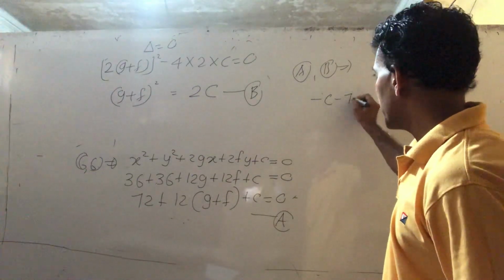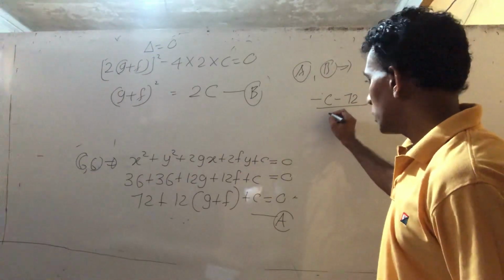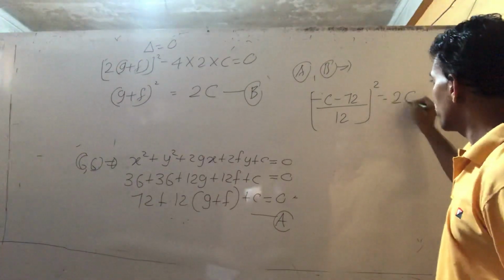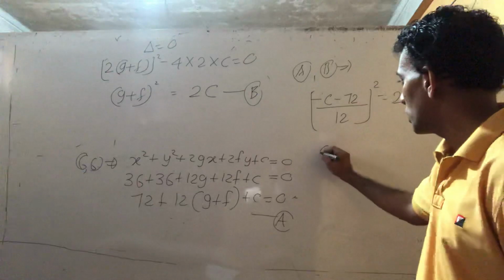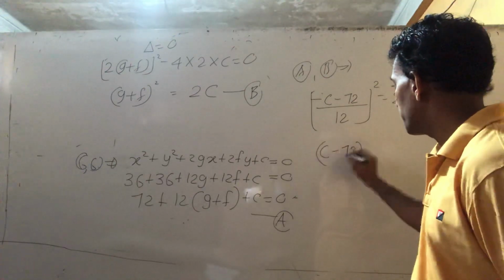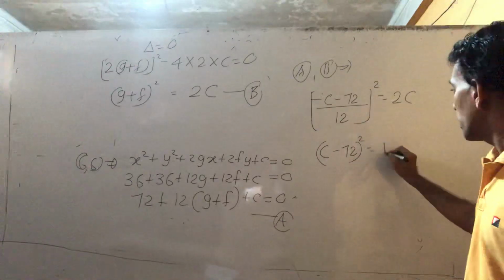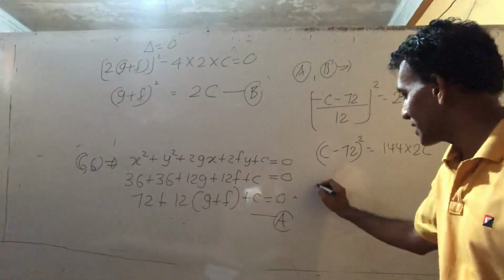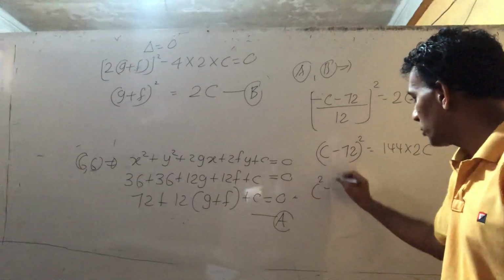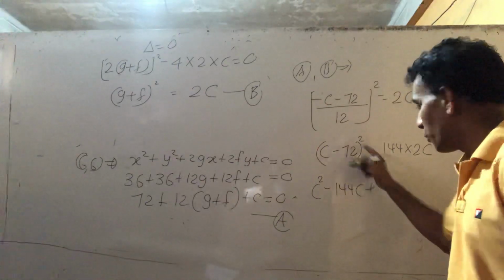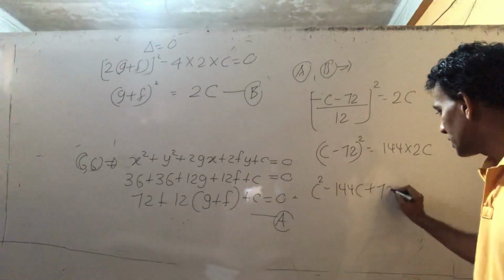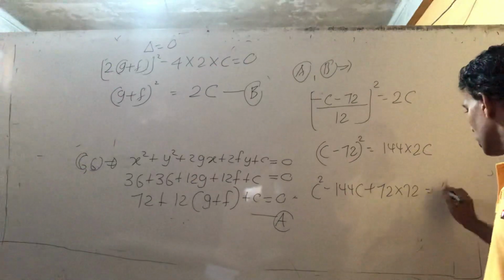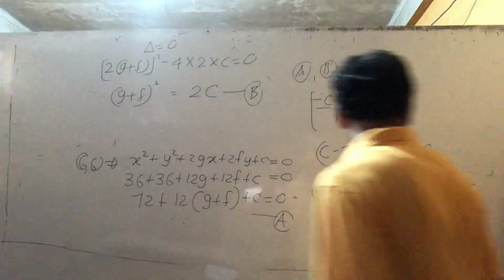g plus f is minus c over 12, is it? Minus c minus 72 over 12, all things square equal to 2c. Minus square is positive, take minus out. (c minus 72) square equal to 144 into 2c. Can I expand this, c square minus 144c? It's a very big value, and 72 into 72 equal to 288c. It becomes easy.